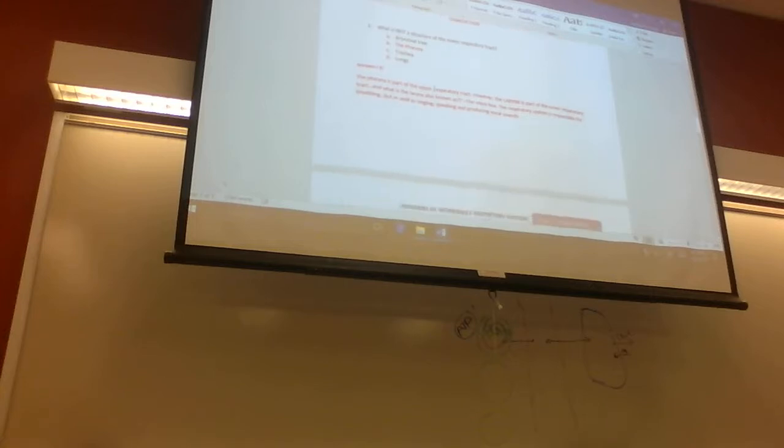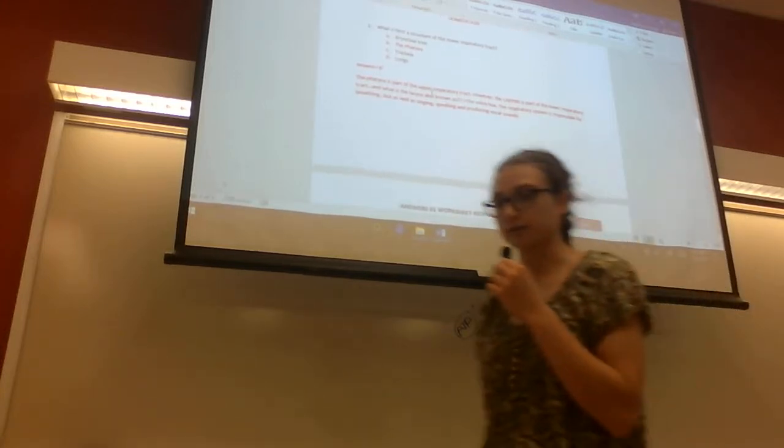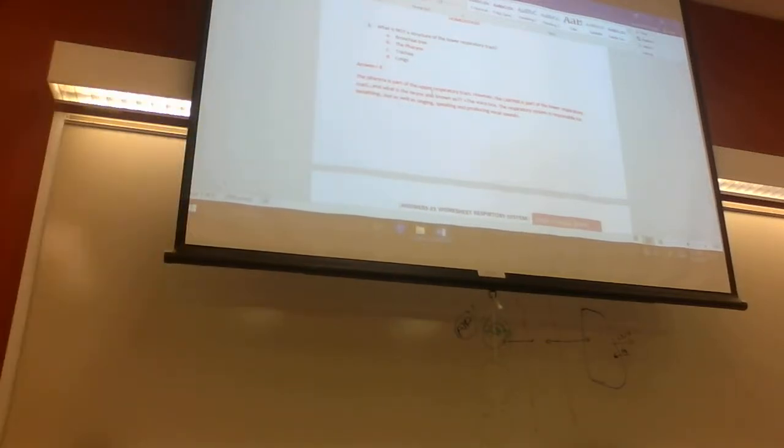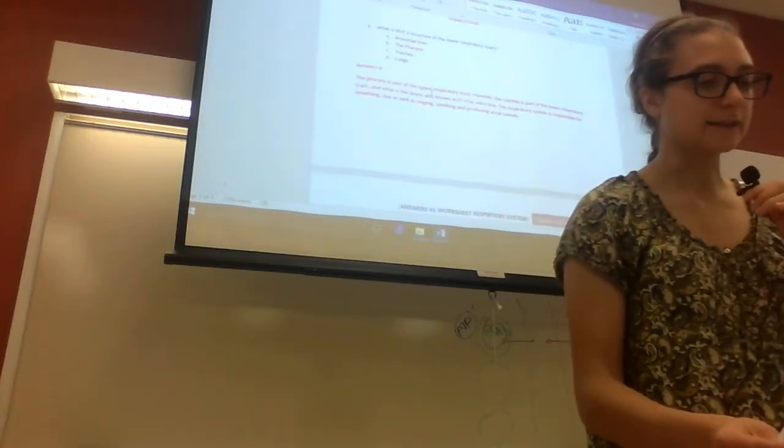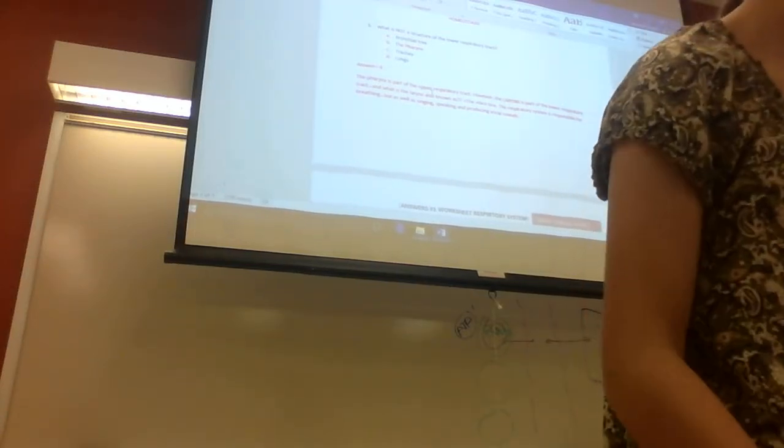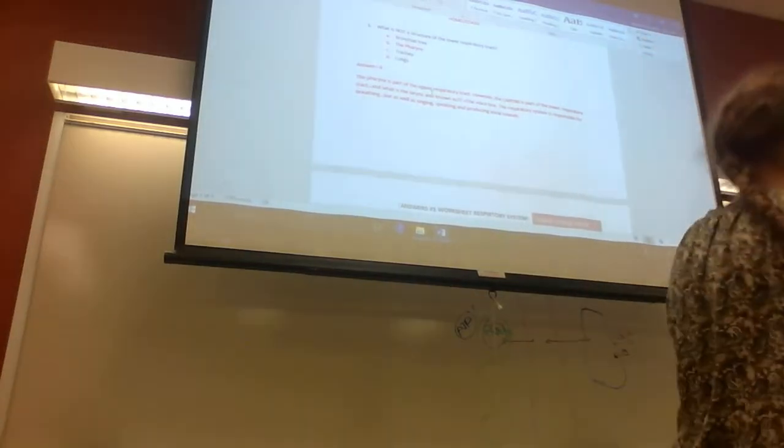So now we're just going to go over the portions of the respiratory system. So if you look at worksheet 5, it's just asking you to label the upper respiratory tract. I'll pull it up.